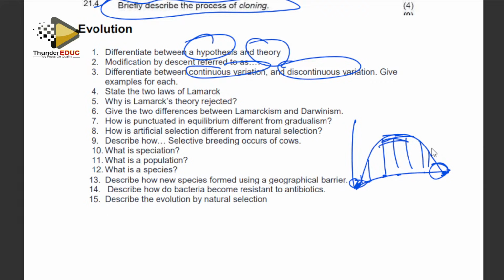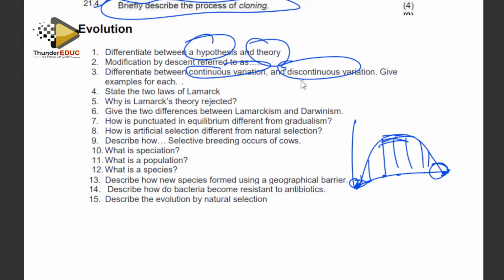You are born very, very small and short. So it means that it's a range of what? Characters. Then we continue. Give examples of discontinuous.